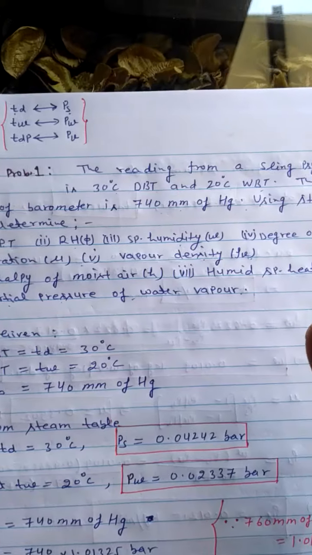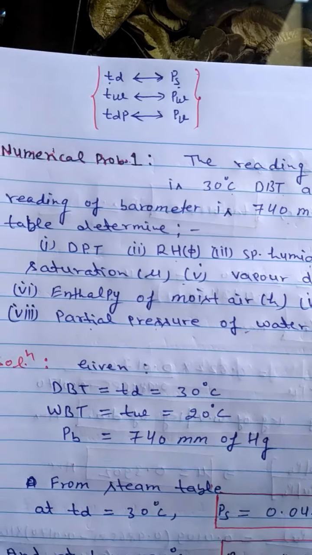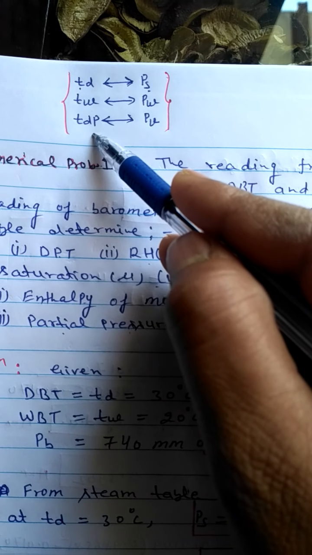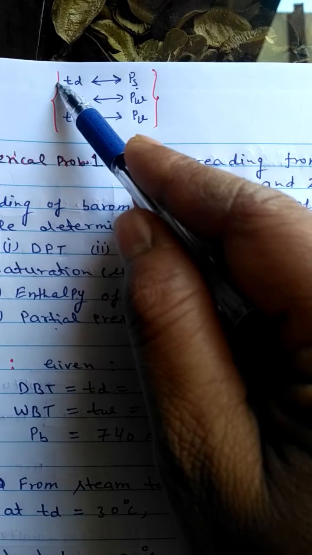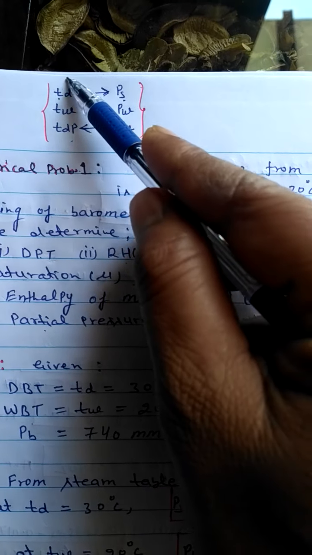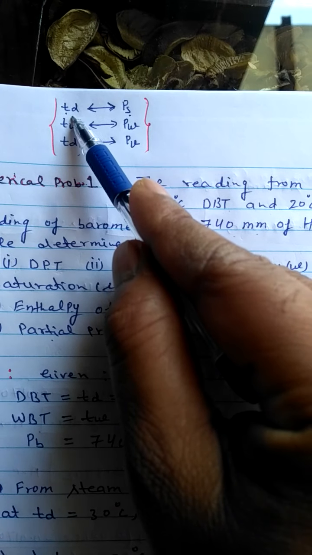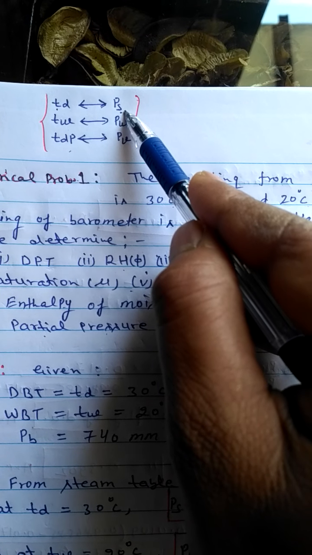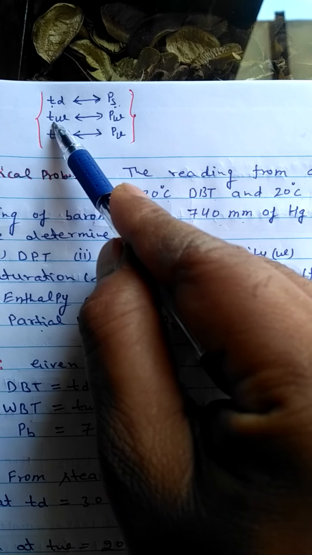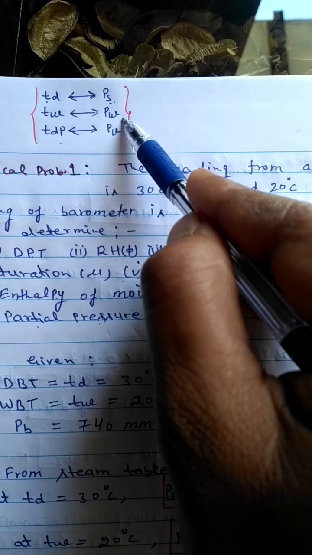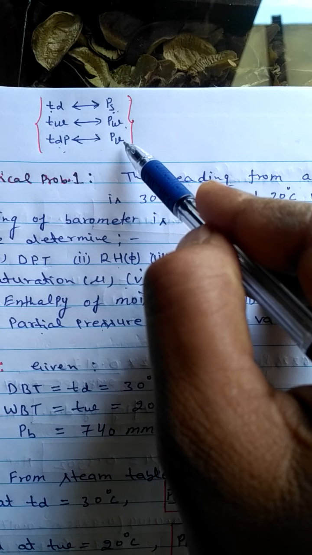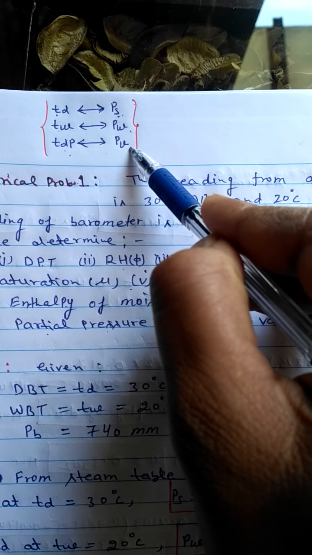But before solving this problem, you should know first we have three temperatures: the dry bulb temperature, wet bulb temperature, and dew point temperature. Corresponding to these temperatures, if we read the value of pressure from the steam table, corresponding to the dry bulb temperature we will read the saturation pressure, that is denoted by PS, and corresponding to the wet bulb temperature, we will read PW, and corresponding to the dew point temperature, we will read the partial pressure of water vapor PV.